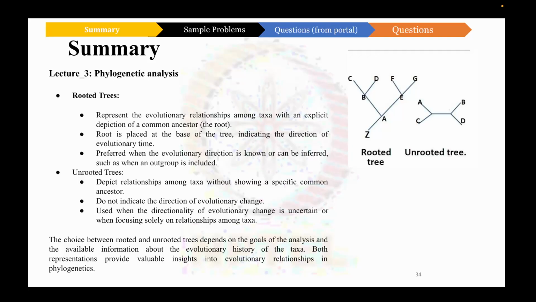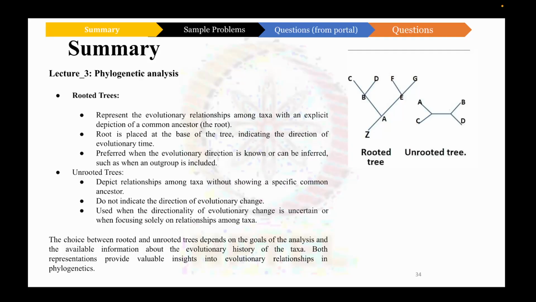In an unrooted tree, the common ancestor of all taxa is not explicitly shown. Instead, the tree shows only the relationship among the taxa themselves. So these unrooted trees consist of branching patterns representing the relationship among taxa without indicating the direction of evolutionary change. These unrooted trees are often preferred when the directionality of evolutionary change is uncertain, or when the focus is solely on understanding the relationship among taxa rather than inferring the ancestral states.